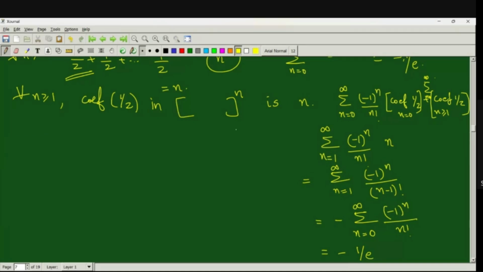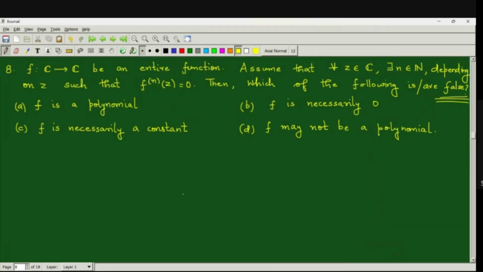Now the next question. Here f is given to be analytic, meaning entire. And for each point you pick from C, there is an element in the natural numbers such that the nth derivative of f at the point z is going to be 0. Now, which of the following is or are false? This is the question. Think about it. It is a very important question. If you can solve this, then you are done with complex analysis.